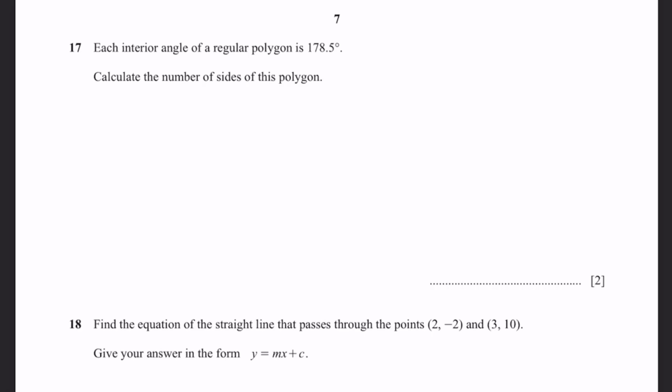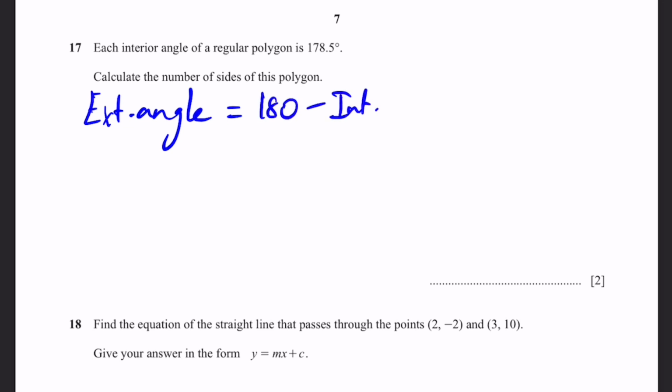Question 17. Each interior angle of a regular polygon is 178.5 degrees. Calculate the number of sides of this polygon. So if the interior angle is 178.5, that means the exterior angle equals 180 minus interior angle, which is equal to 180 minus 178.5, 1.5 degrees.